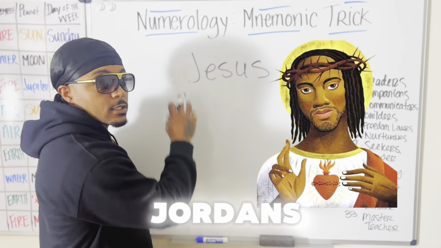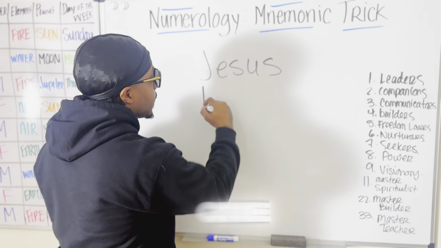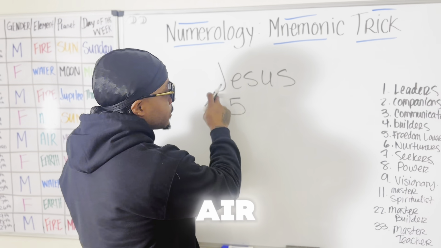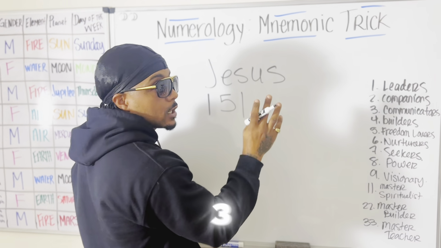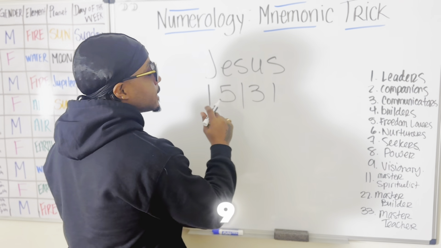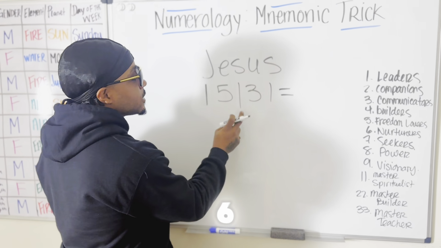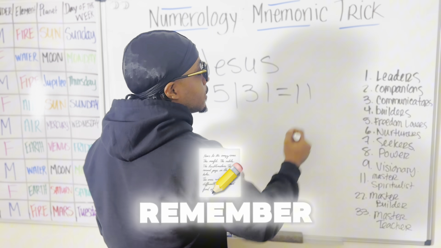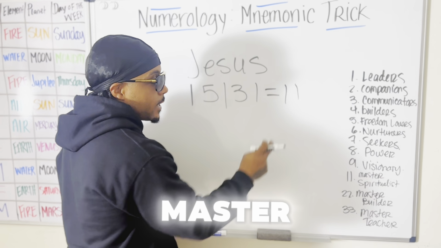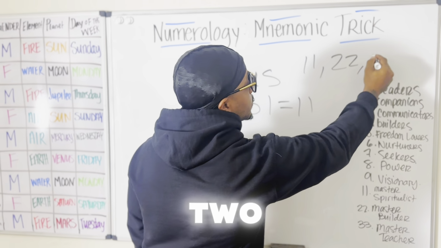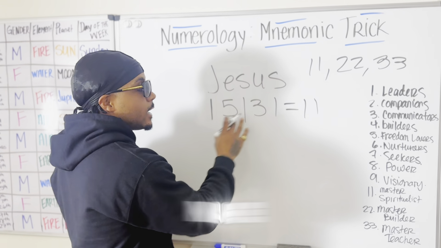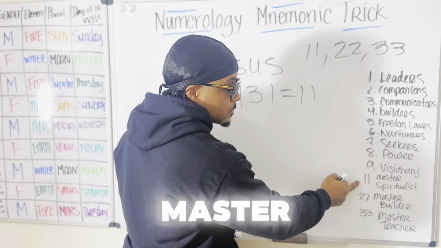Jesus. Air Jordans, AJS, that's in the 1 column. New, that's in the 5th column. S is in the Air Jordan column, 1. 3, Clue, 1. So we have 8, 9, 10, 11. 6, 7, 10, 11. Remember I told you in numerology, you don't reduce master numbers. Master number 11, 22, or 33 doesn't get reduced. So Jesus, that name holds the frequency of the master spiritualist.